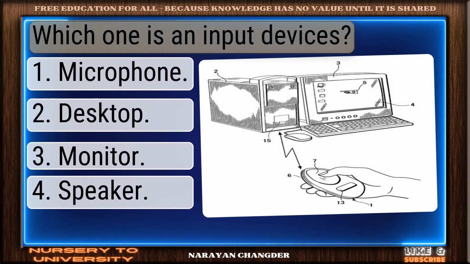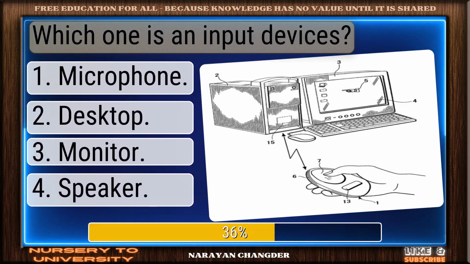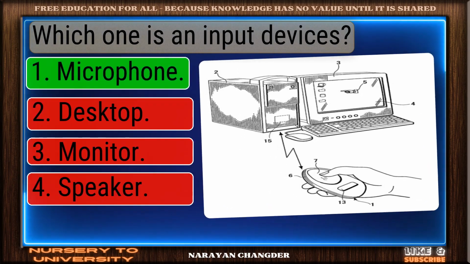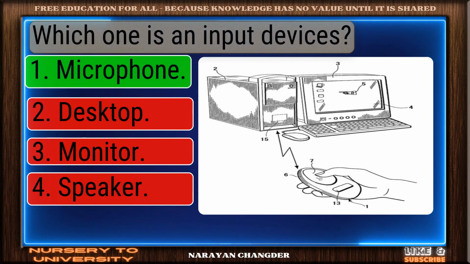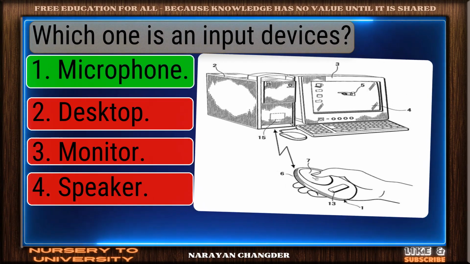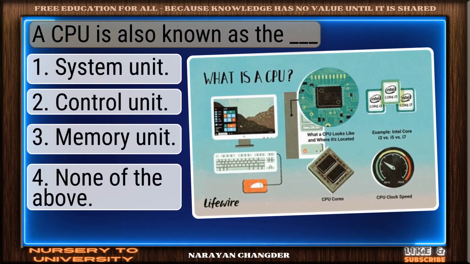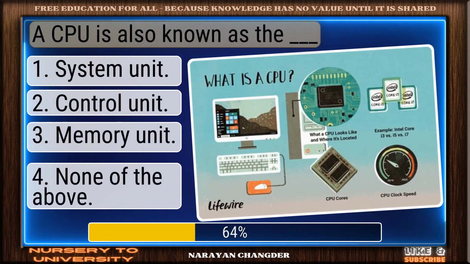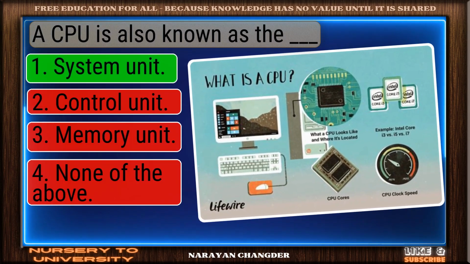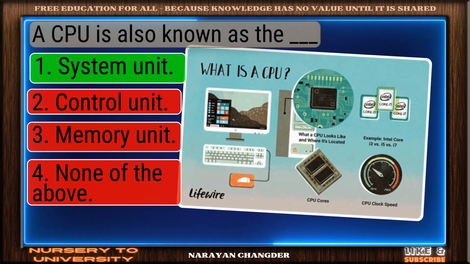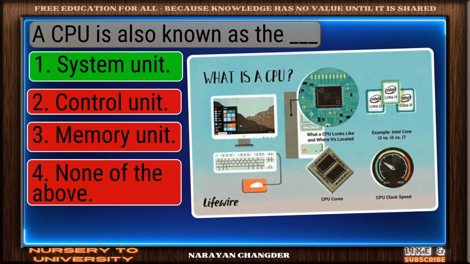Which one is an input device? You chose microphone, and it is correct. A spool is also known as the dash. Clear logic. Your choice system unit is sound and 100% true.